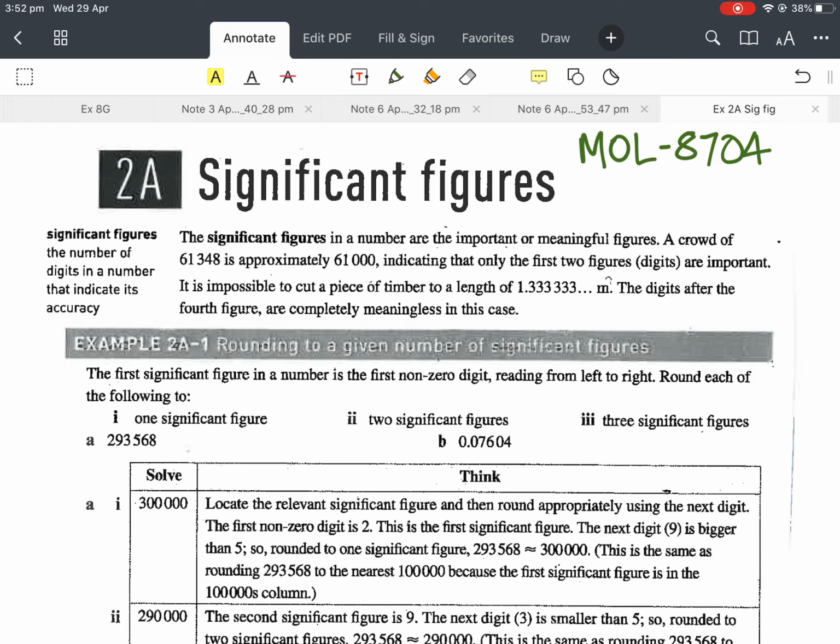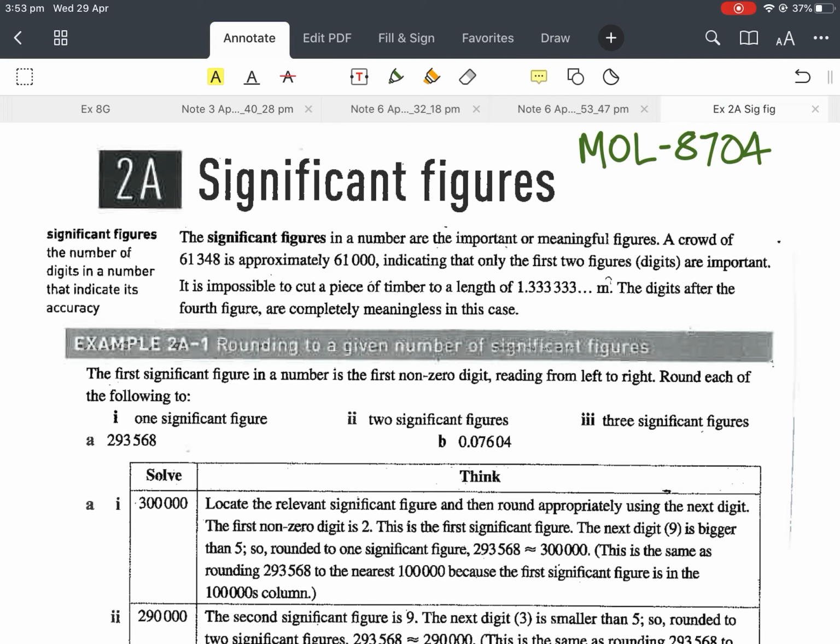All figures following the first significant figure are considered to also be significant, unless the number is a whole number that ends in zeros, and that will depend on the actual question and how it's worded. And the third rule is final zeros in any whole number may or may not be significant. Now, Maths Online went through some really good examples, so can you please make sure you watch lesson 8704 to help you out with those.